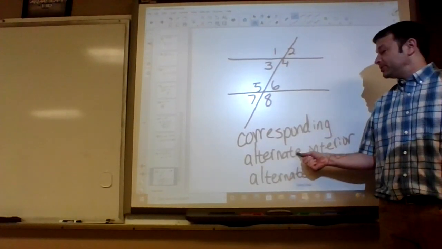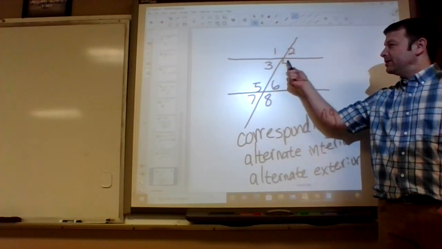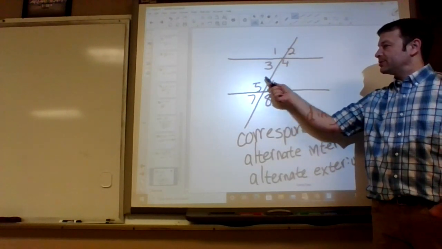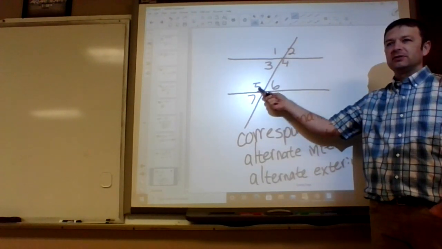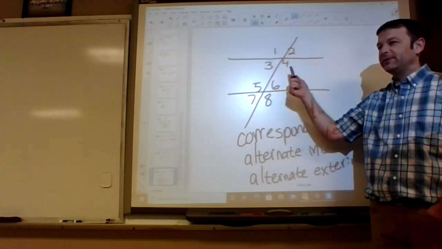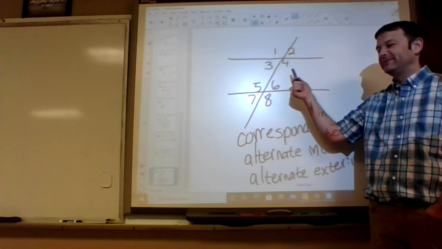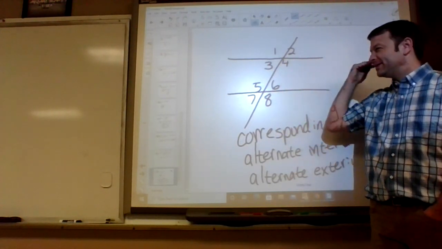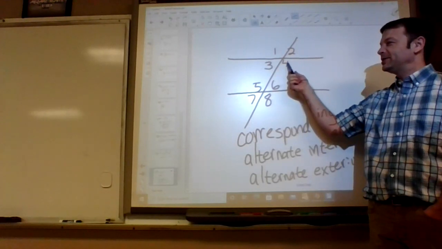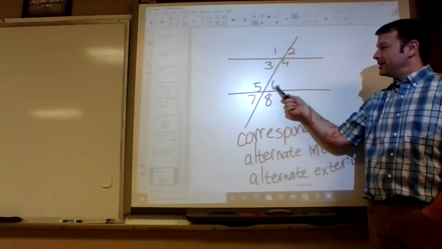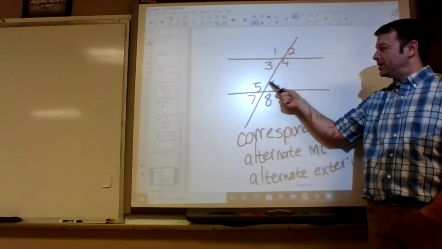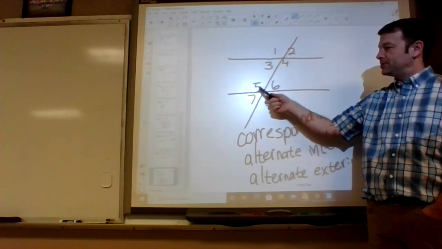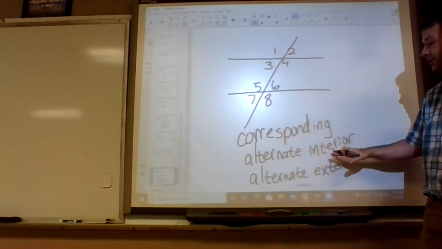By the way, on alternate interior, if the lines are parallel, what do we know about those angles? Marion. They are congruent. Yeah. When the lines are parallel, these are the same. See how they look identical again? This looks like a little acute angle, obtuse. Alternate interior angles are congruent.